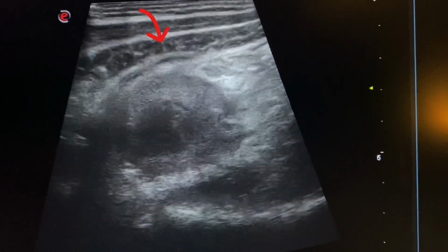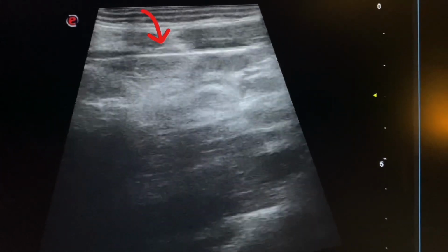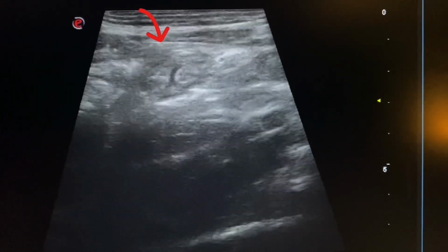It means this mass is developed at the end of appendix due to inflammation. Now how we will write the report.